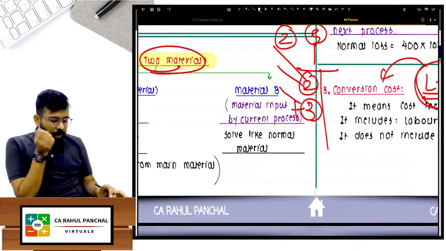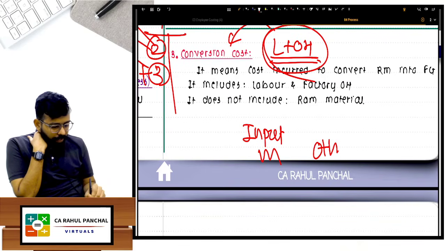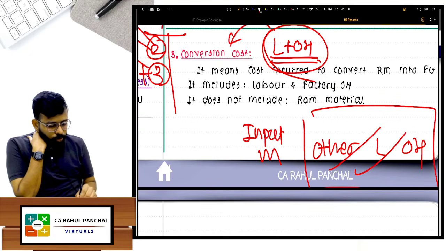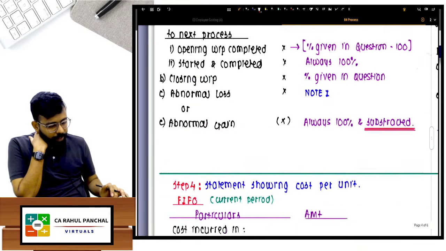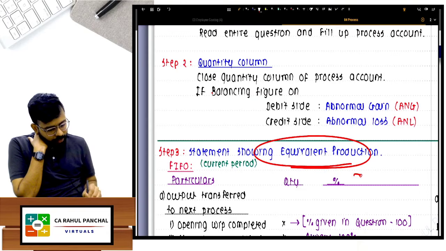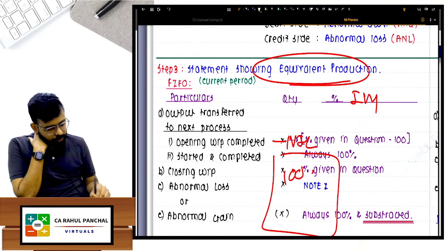So there will be this column, input material, other material which you are adding, then there is labor and then there is overhead. Normally solve this question as you solve. And for input material just remember this. In the first statement, the production statement, there is input material. Just remember, for opening write down nil and rest is 100%.